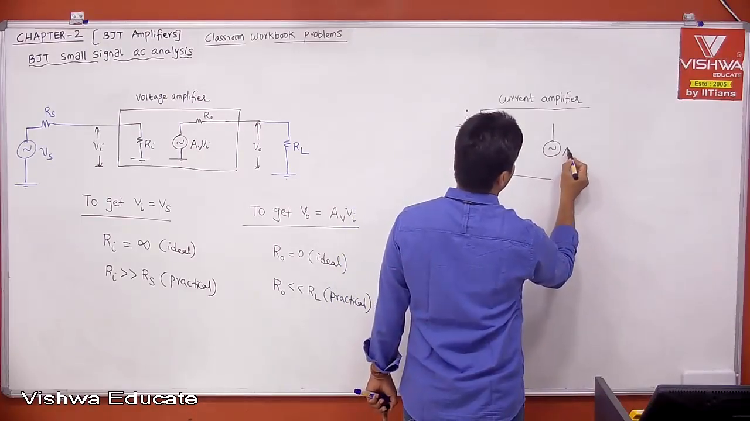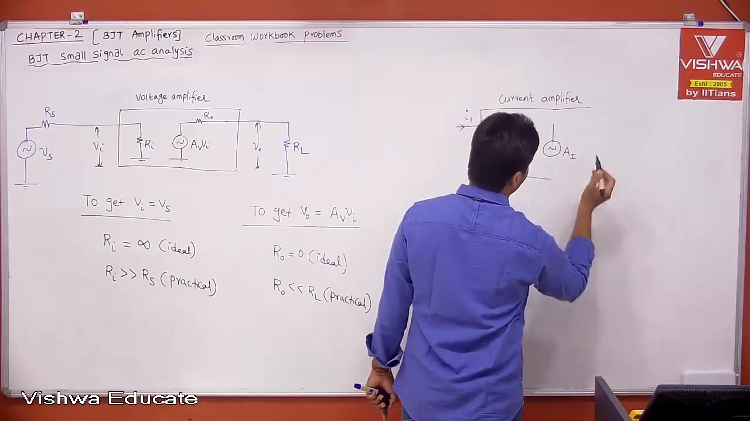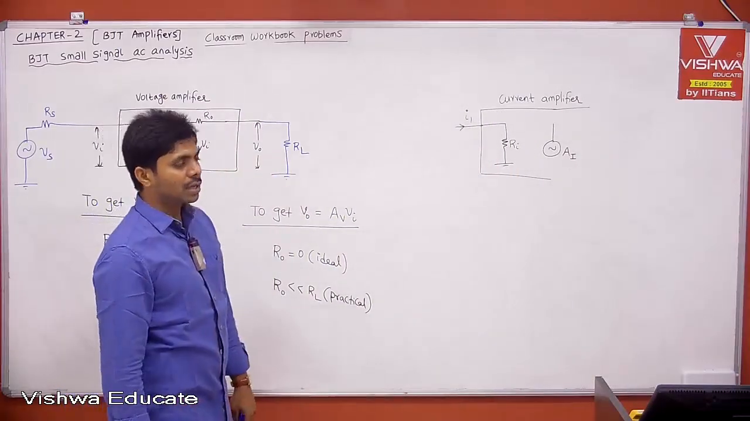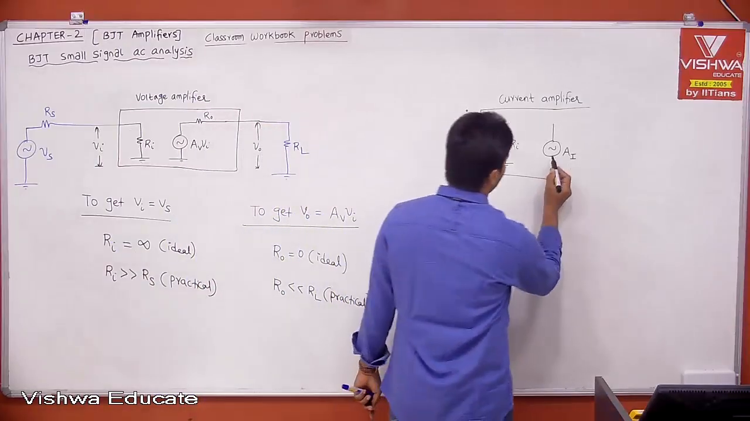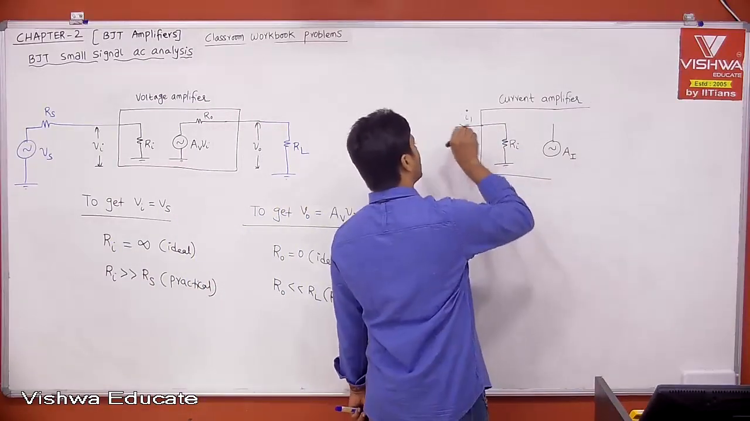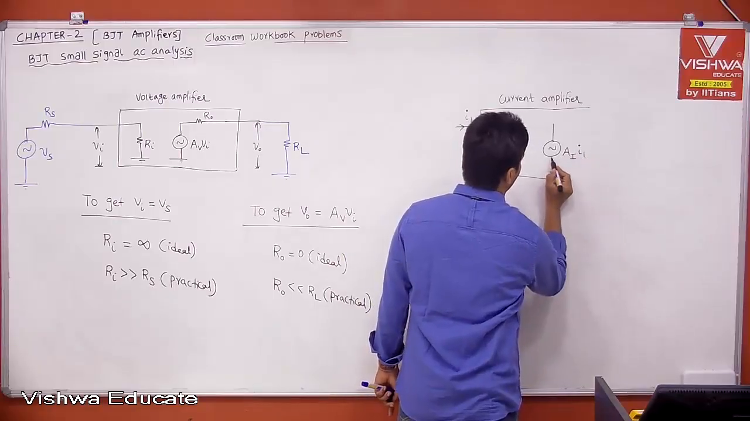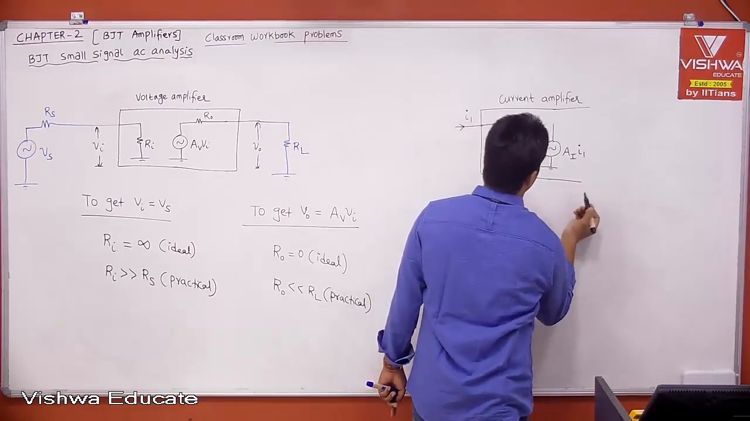Our amplifier will amplify the current with what? With current gain of AI. Let me take it as AI. Just as you told AV as voltage gain, I am just taking AI as current gain. Therefore, whatever current is entering your amplifier, AI into that current will amplify it. Therefore, AI into I1.